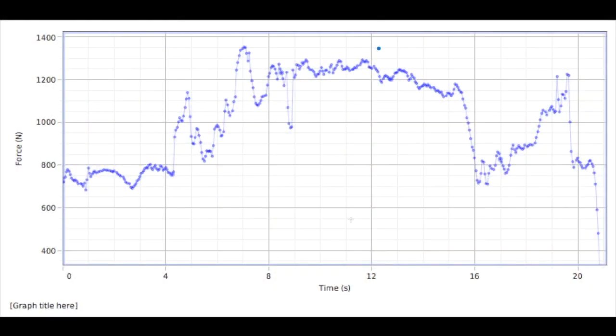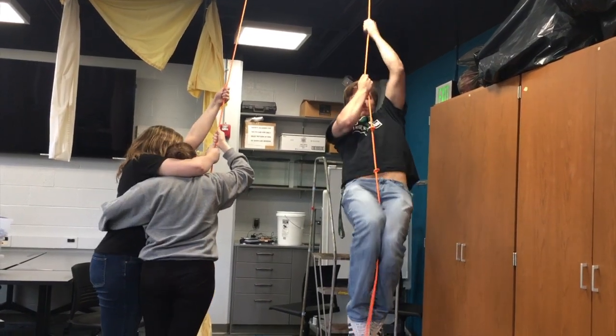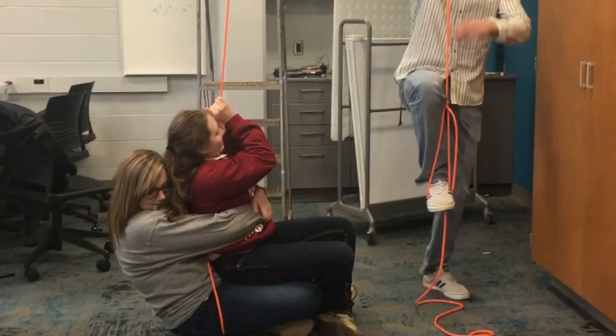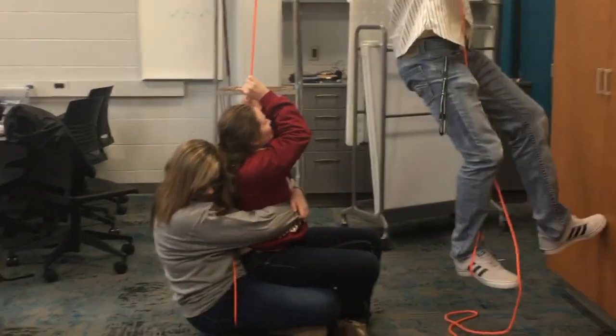Looking at the graph of force over time, you can see the initial change in force when the two group members step onto the force platform for counterweight, and then the change in force when the climber gets on the rope. When the climber starts moving down the rope, the force they exert on their side pulls some of the counterweight off the force platform, resulting in a lower reading.